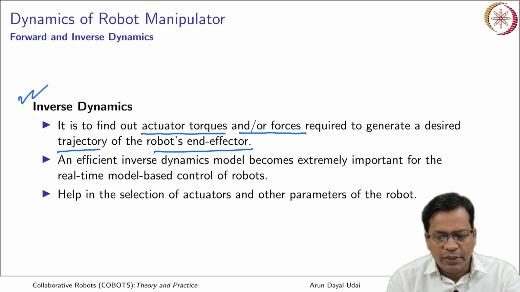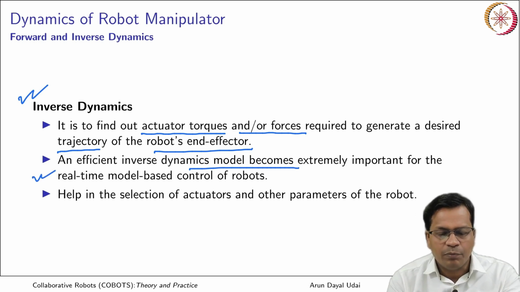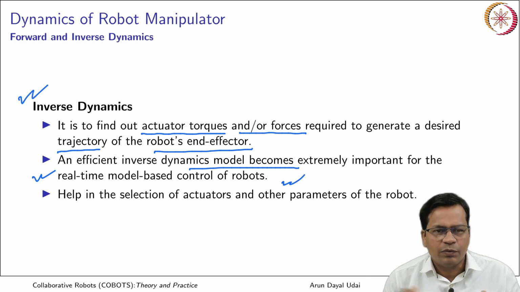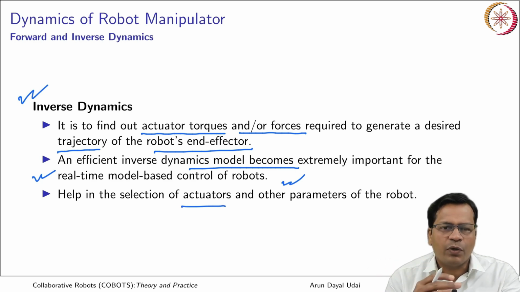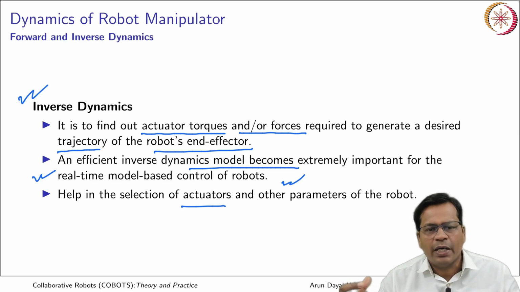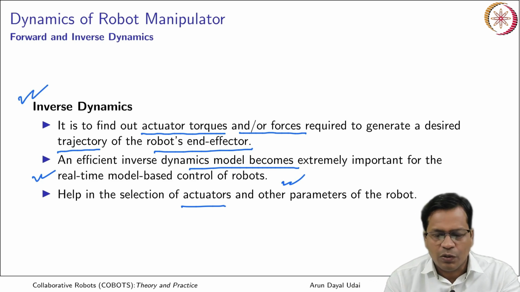An efficient inverse dynamics model becomes extremely important for real-time model-based control of the robot. If you want to create your own controller, we will see that later in the robot controls week. We will be using this to create such controller models. It helps in the selection of actuators. If you know the torque profile for a given motion which is possible by your robot, you can select the actuator which can actually generate those kinds of torques. So, it helps you in the selection of those actuators and other parameters related to the robot.